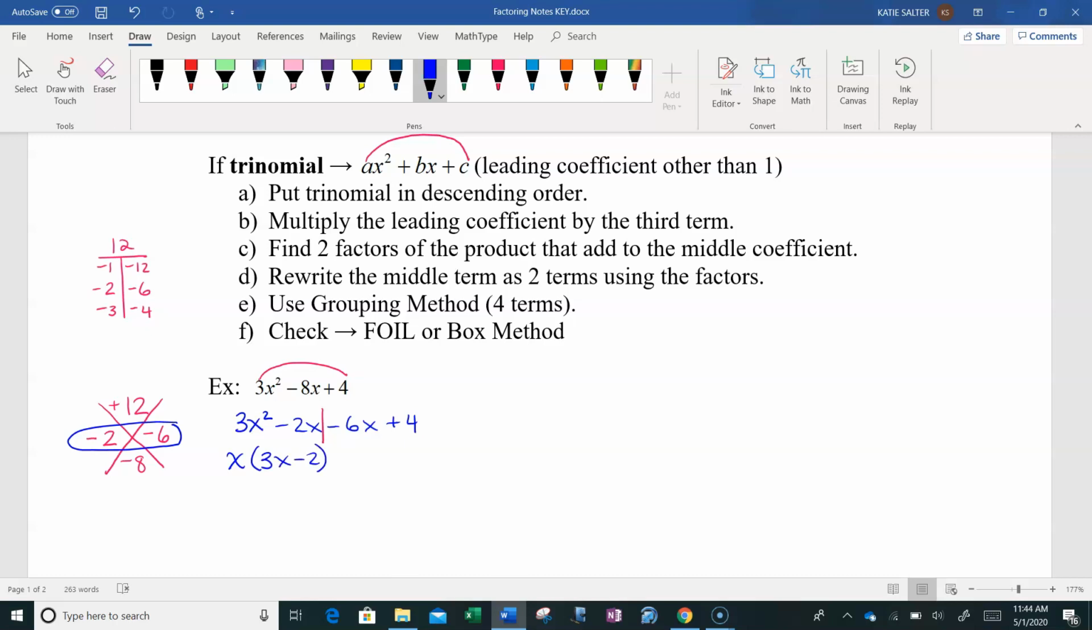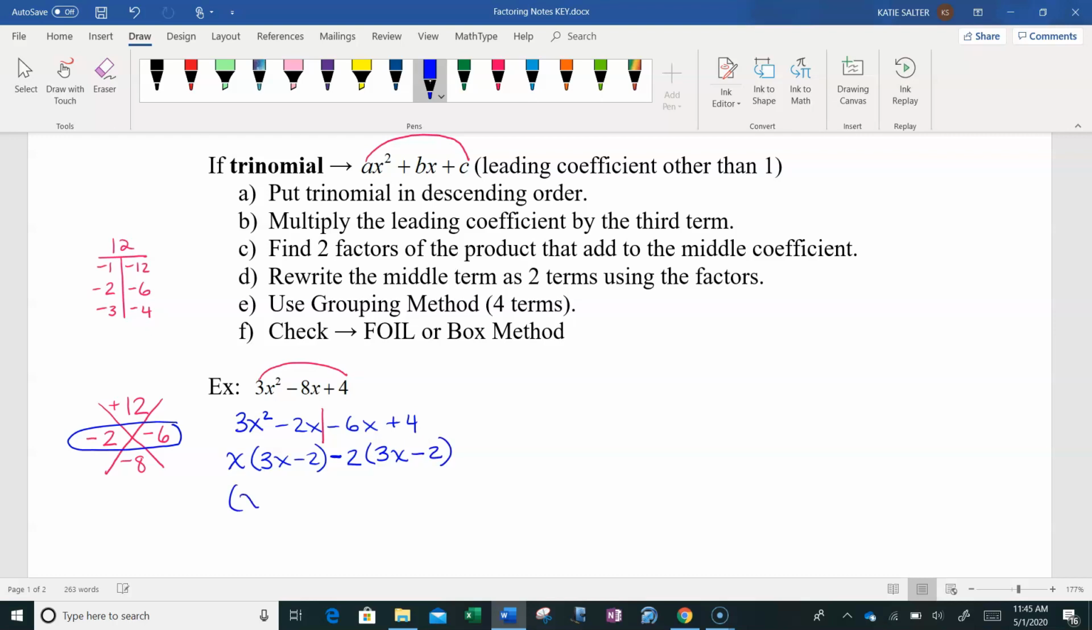Remember, if after your second group, the sign of the third term is negative, you have to factor out a negative. If it's positive, we'll always put a positive. So what does negative 6x plus 4 have in common? Negative 2. And negative 6x divided by negative 2 is what's going to give us that positive 3x here. And positive 4 divided by negative 2 is what's going to give us that negative 2.